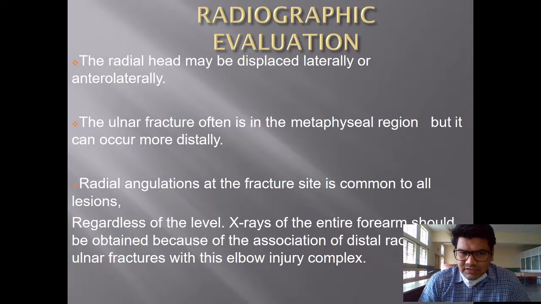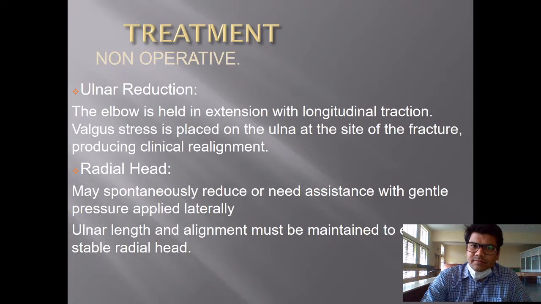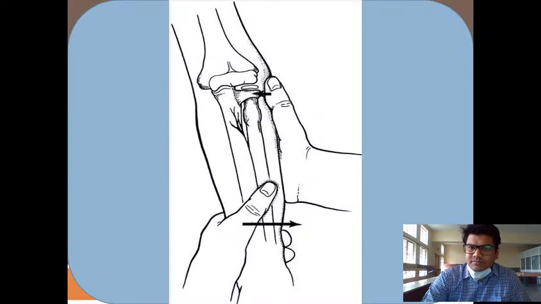Radial angulation of the fracture is common. An X-ray of the entire forearm needs to be taken because of the association of distal radial and ulnar fractures with this type of elbow injury. Non-operative: the elbow is held in extension, with longitudinal traction and valgus stress. The radial head may spontaneously reduce. Ulnar length and alignment must be maintained.